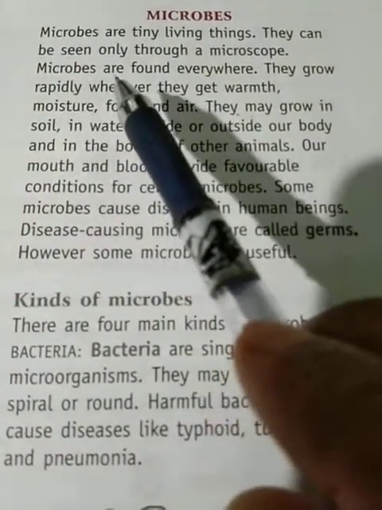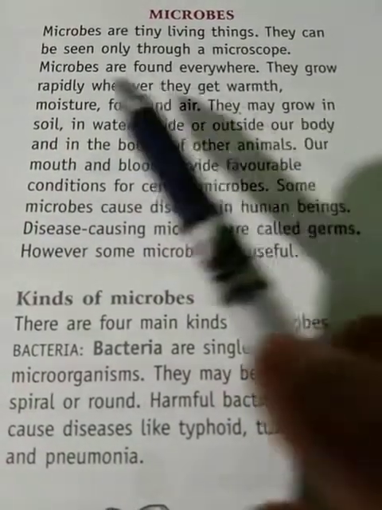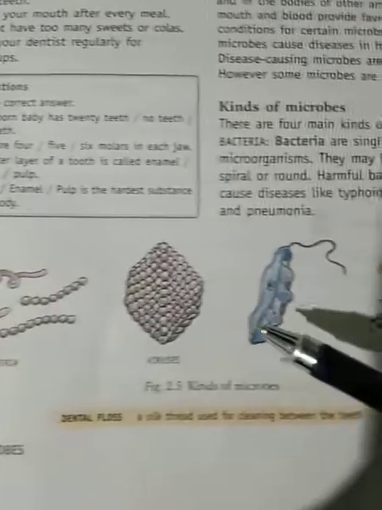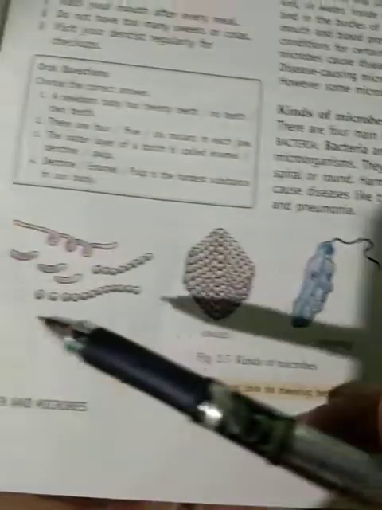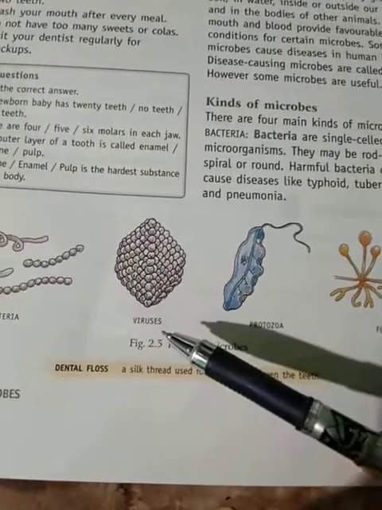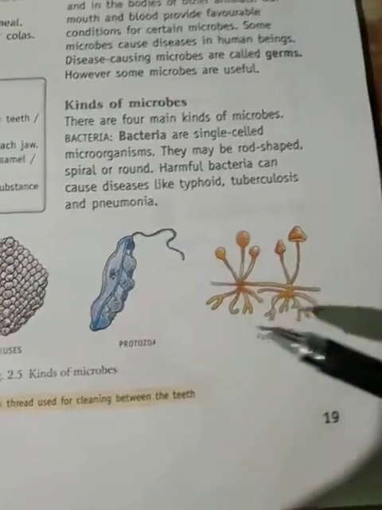Now microbes are found everywhere. Microbes means what? Out of these four, any one may happen. Out of these things, that means bacteria, or viruses, or protozoa, or fungi.